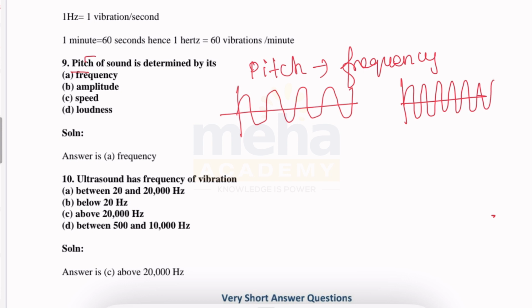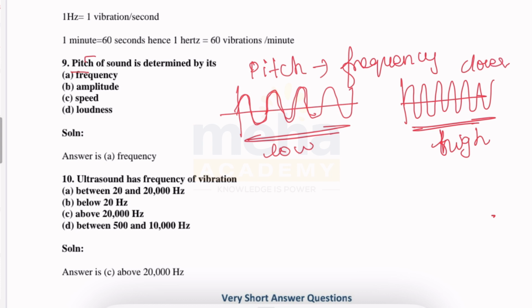When you look at both the waves, you could see that here the frequency is low and here the frequency is high, meaning you have to see the to and fro motion, the vibration. One vibration, you can see. Here the waves are less, here the waves are closer, and here the waves are far. So closer the waves, higher is the frequency.